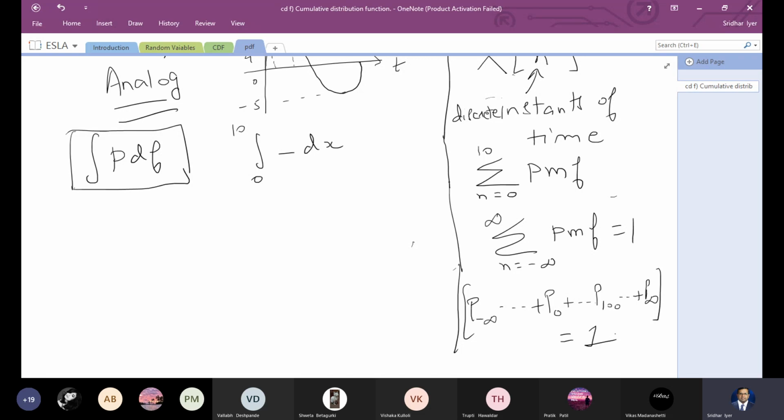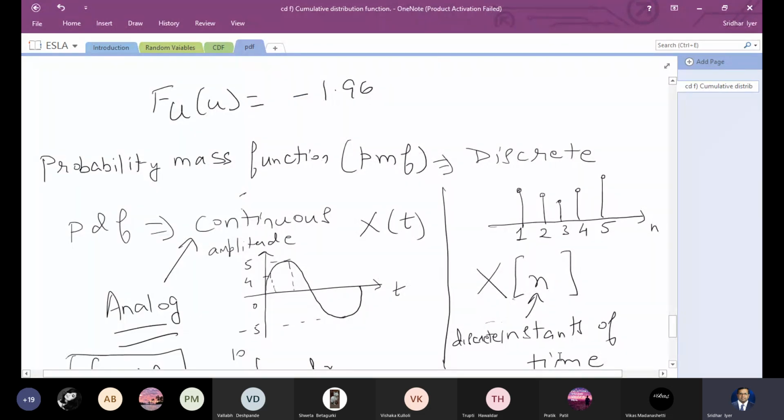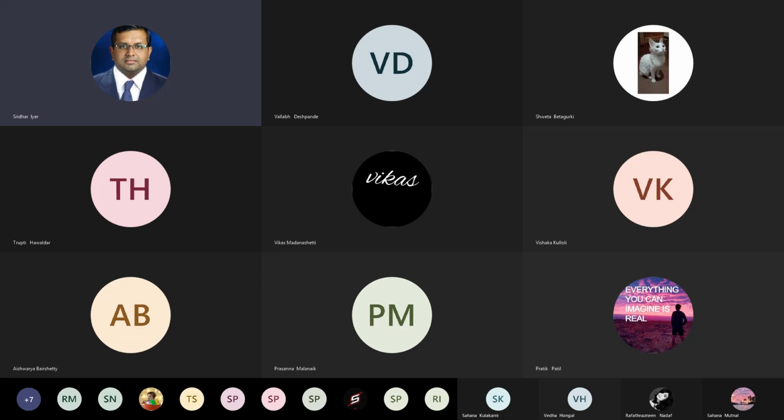The only difference is that in the PDF we calculate using the integral, whereas for the PMF we use the discrete values, and therefore the numericals also become a little different. So this is just an introduction to the PMF. We'll go into more detail about the PMF in tomorrow's lecture, and we will also look at how we can solve some numericals based on this probability mass function.